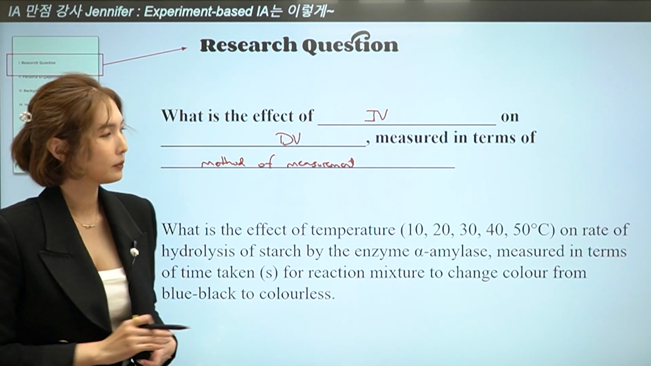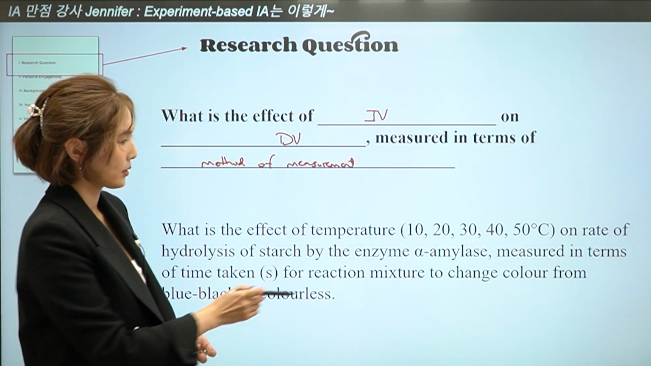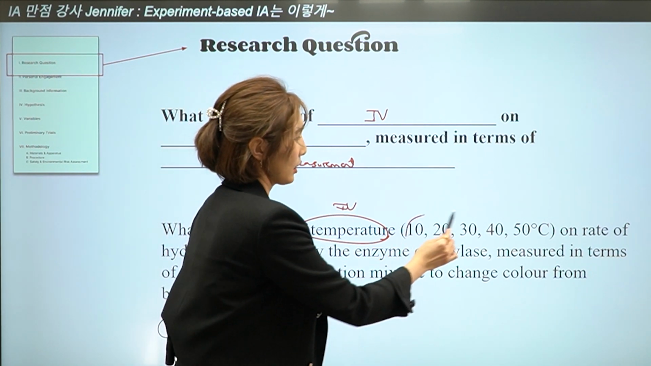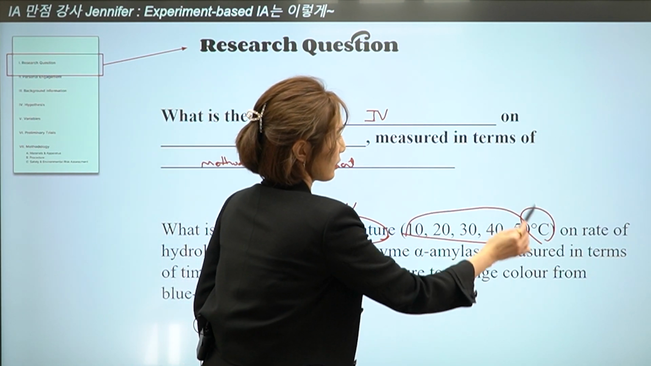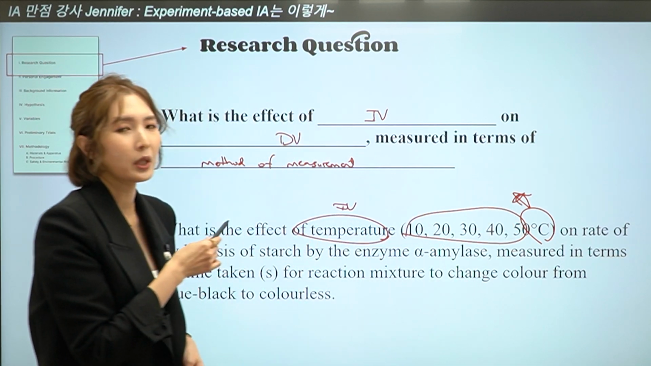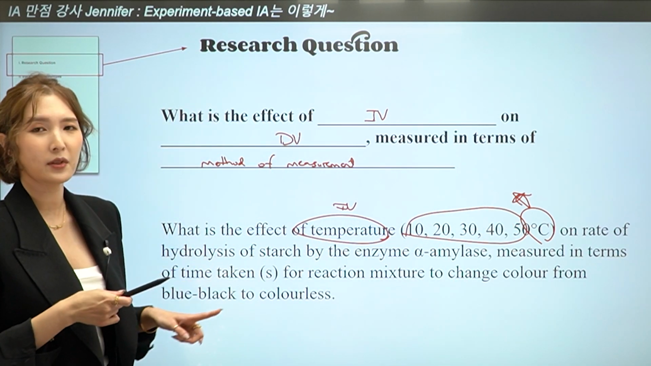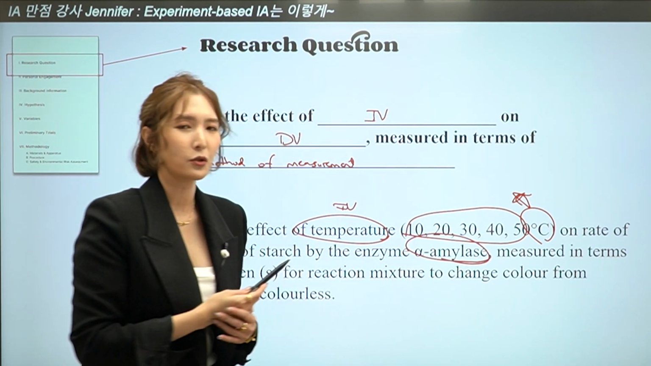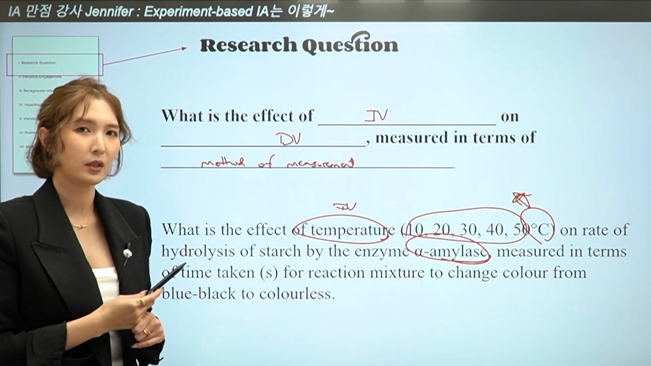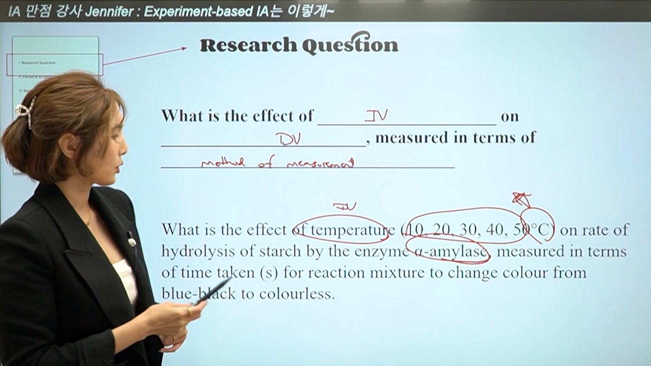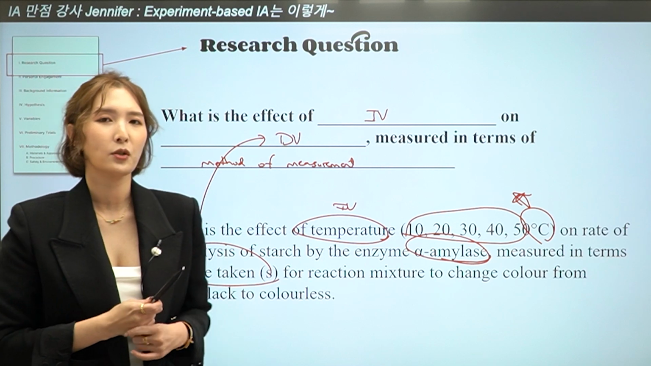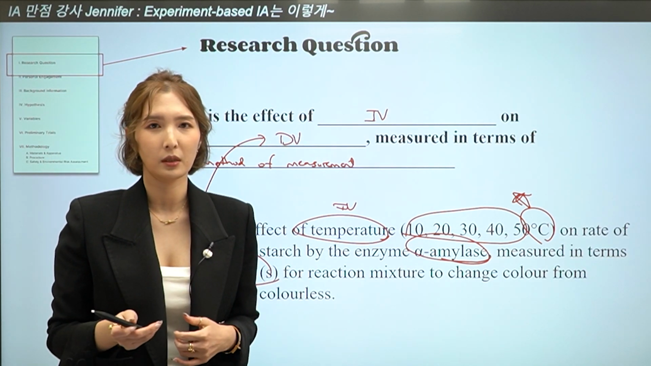Okay, so for example, what is the effect of temperature? So temperature is obviously our IV here. And then you want to state the range. So for us, it's 10 to 50. Degrees Celsius is our unit. Always specify your units. On rate of hydrolysis of starch by the enzyme amylase, but alpha amylase, not just any amylase, but alpha. You want to specify the type of enzyme used. Measured in terms of the time taken. So time taken here would be our DV. For the reaction mixture to change color from blue-black to colorless.